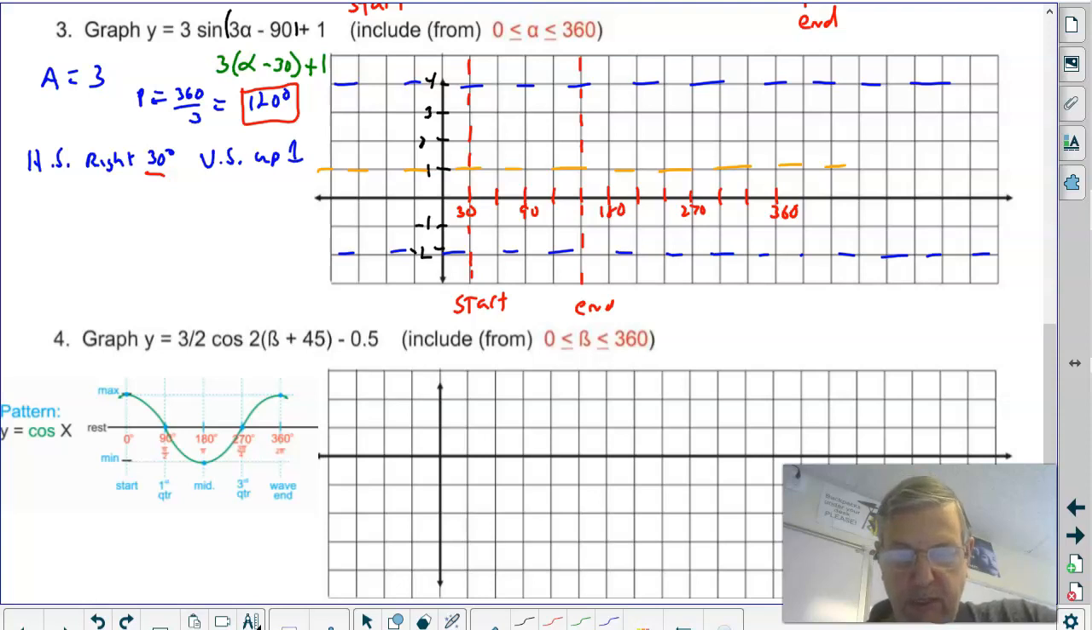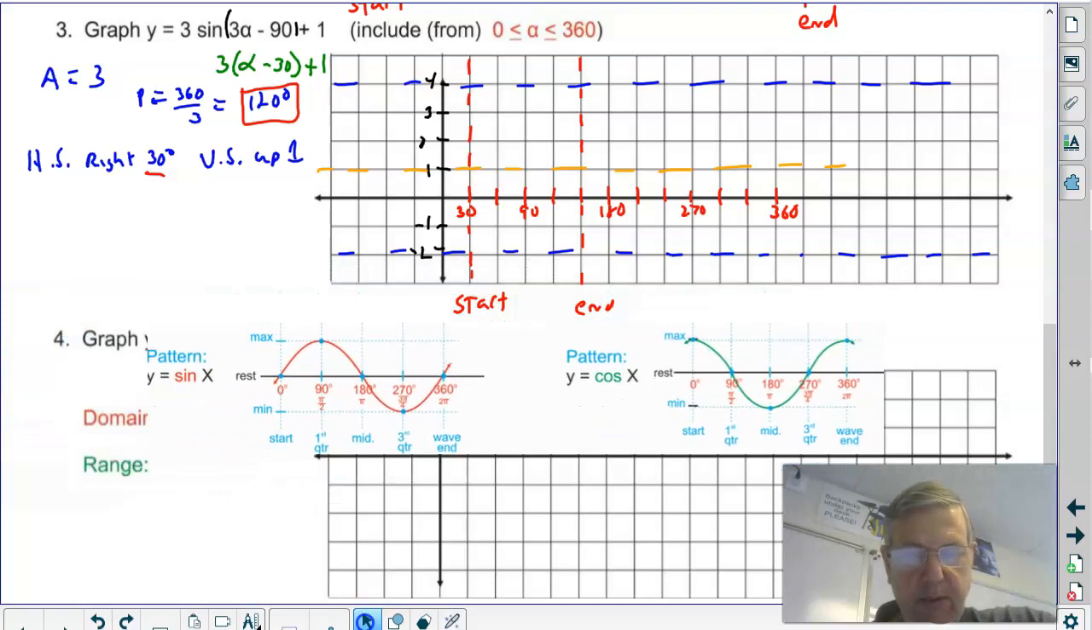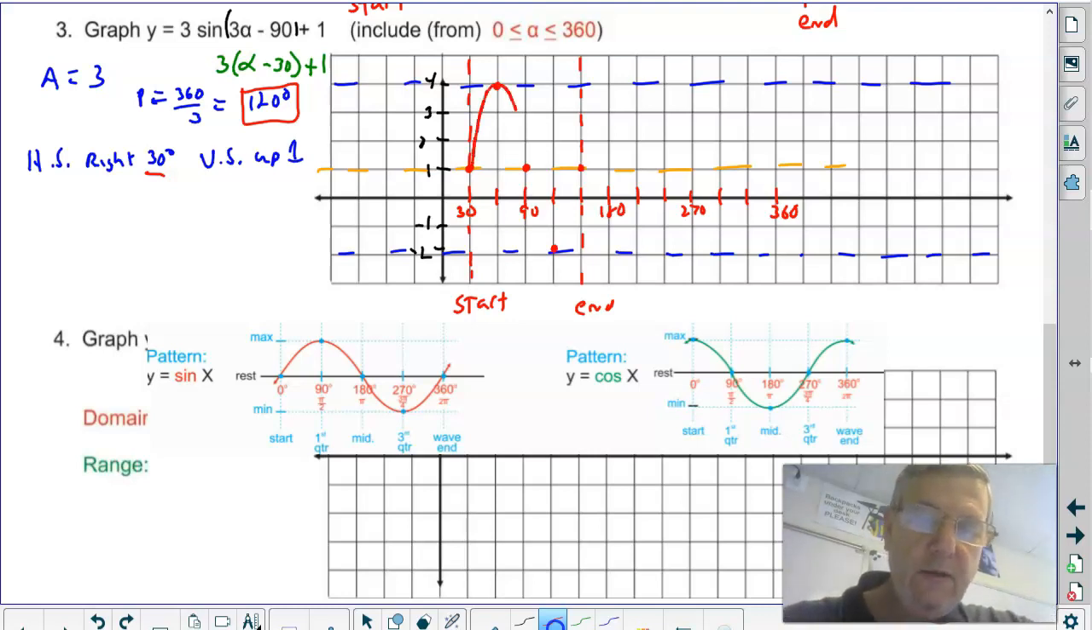Now, again, what's the key? Our wave, we're going to do it right in this first area, right? From start to end, from max to min, with that rest position. And again, I know the pattern of my sine. Let me pull it up here. All right, can you see the pattern of the sine? So again, I know the sine starts at rest, right there. At the first quarter, it's a max. Halfway, it's at rest. Third quarter, it's at min. It ends at rest.